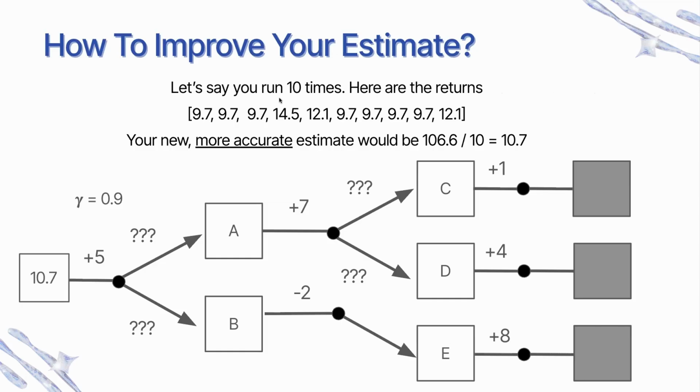So let's say you run this 10 times. You start in state S, you run it until the end, and you reset at state S, you run it again, and again, 10 times. Let's say these are the returns you get. Then your more accurate estimate would be 10.7. It's pretty simple, right? It's a naive way of doing it: you just keep trying it out. You don't know the dynamics, who cares? You just try it out, try it out, try it out.